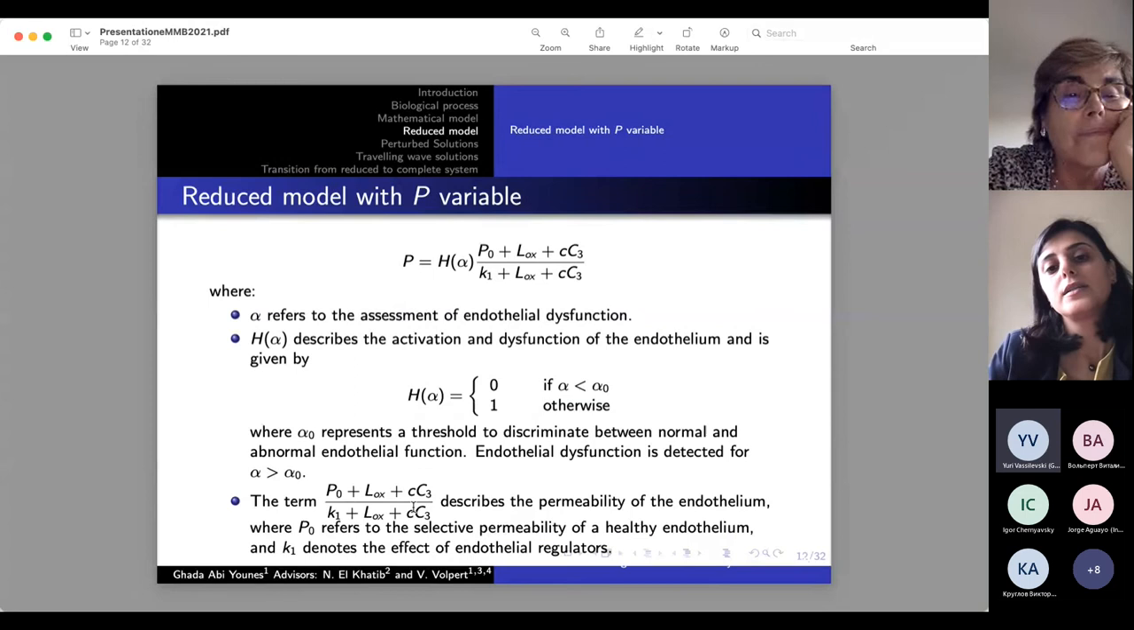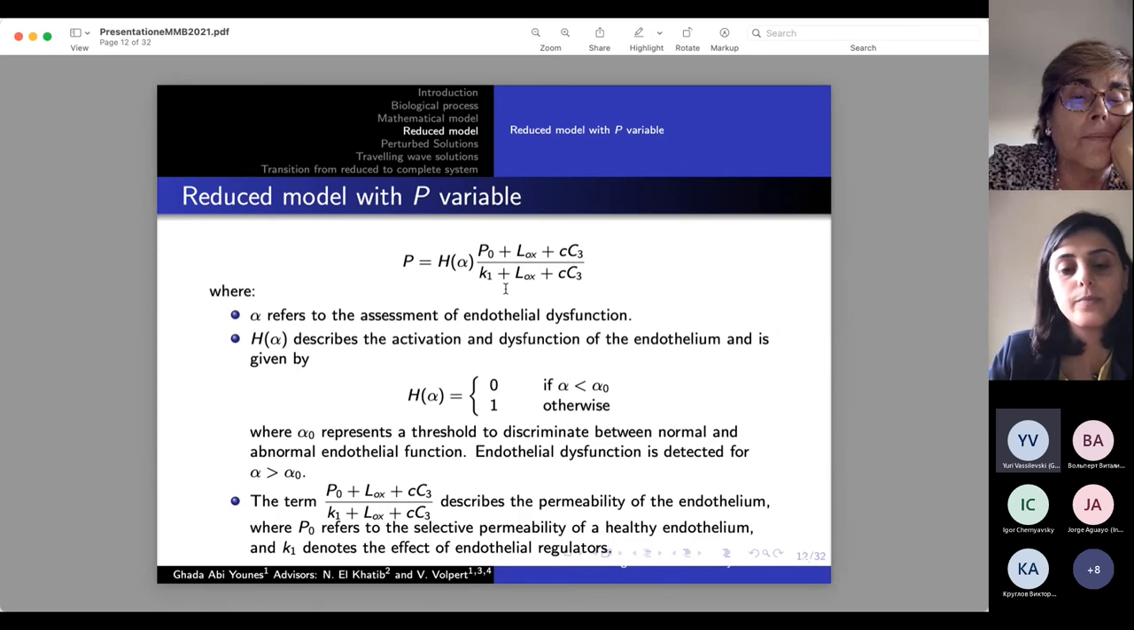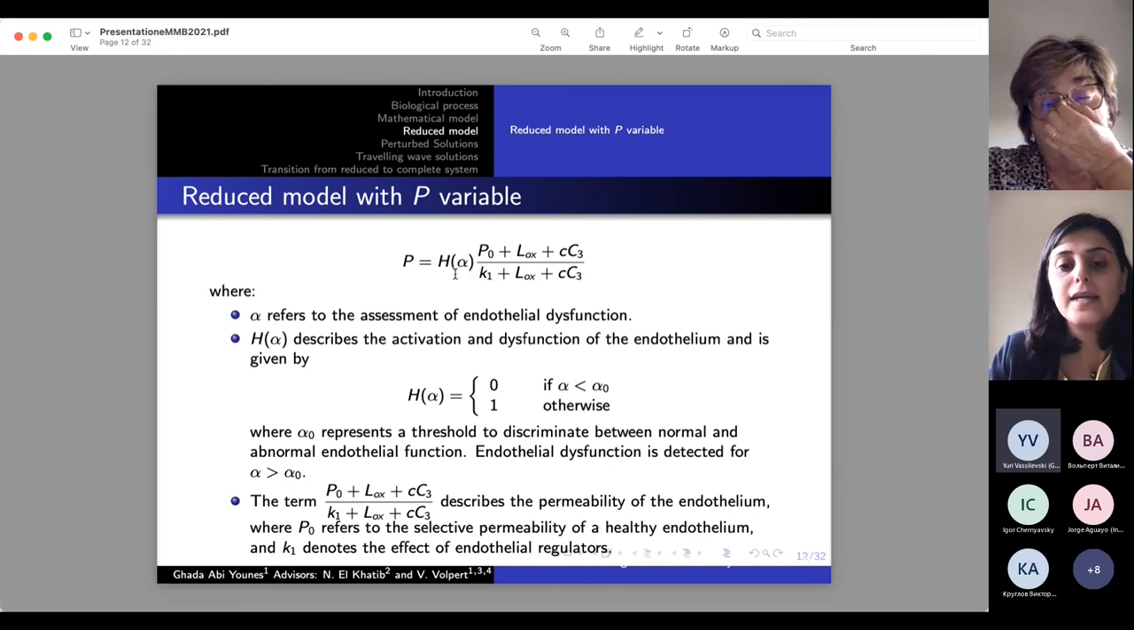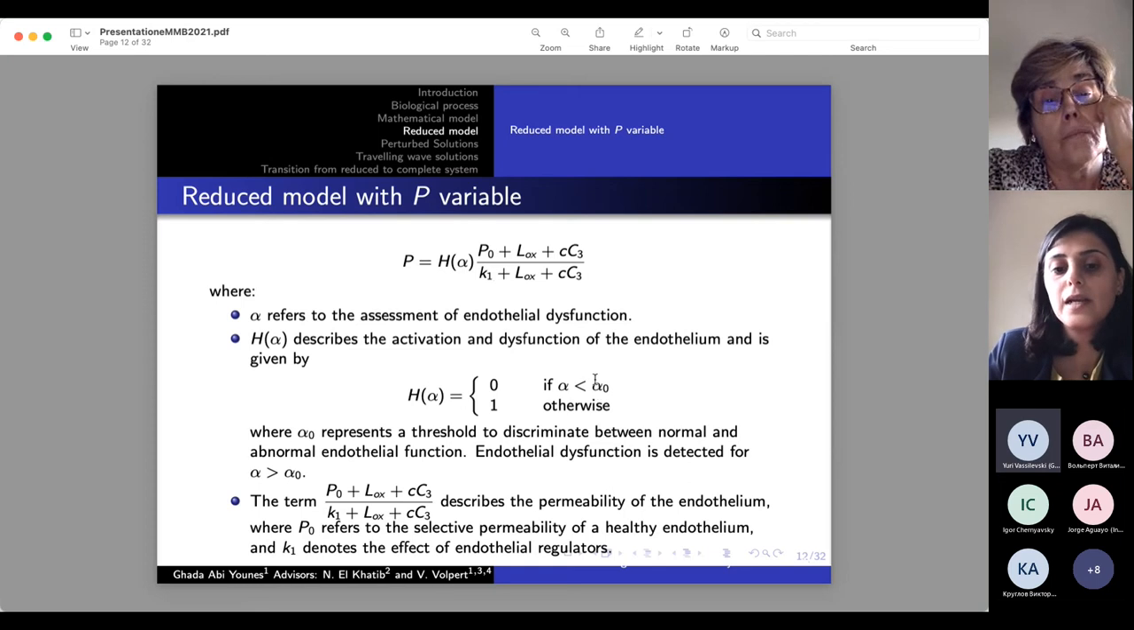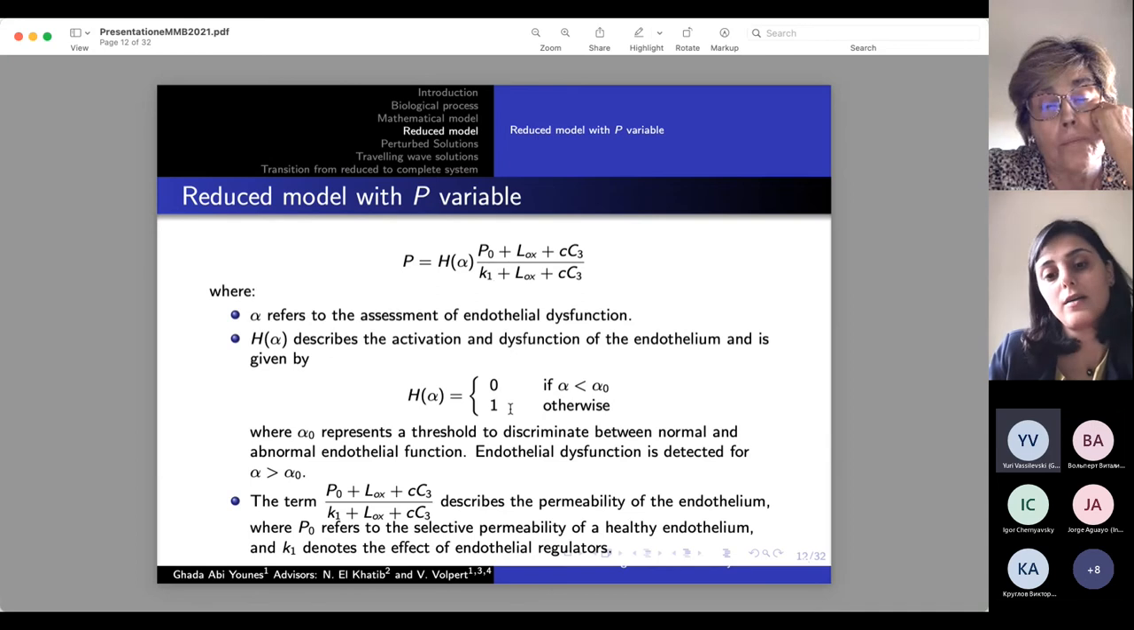The term P that denotes the endothelial permeability is modeled this way. First we have H of alpha, which describes the activation or the dysfunction of the endothelium, and it is a step function. Here we have this term alpha zero. It represents a threshold to discriminate between normal and abnormal endothelial function. If alpha, which refers to the assessment of endothelial dysfunction, is less than alpha zero, then H of alpha is zero. Otherwise, when we have an endothelial dysfunction, H of alpha is 1.